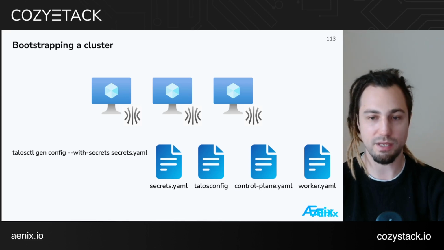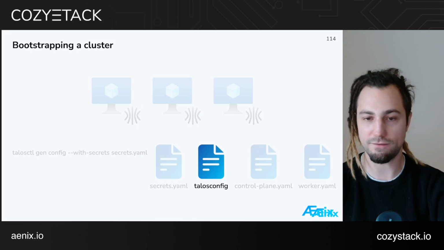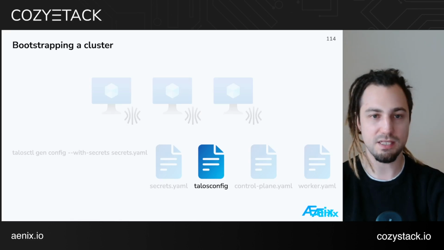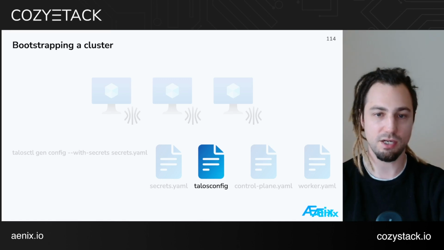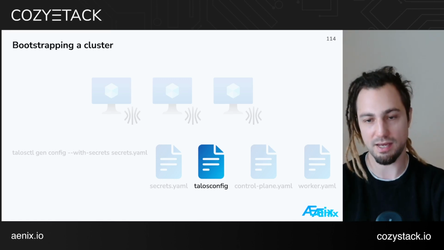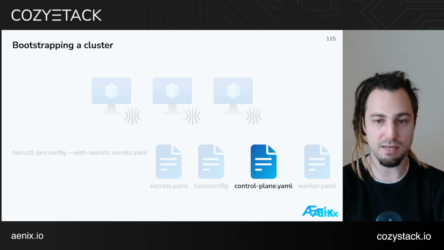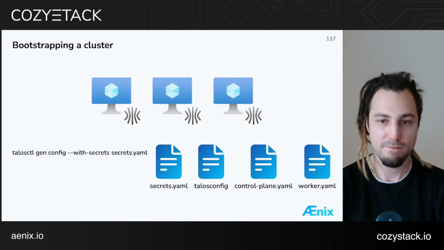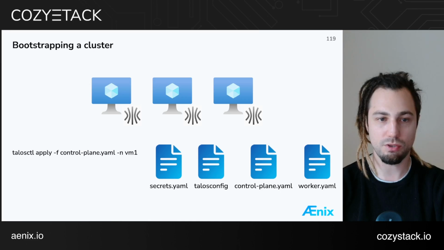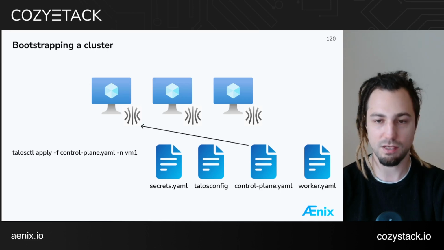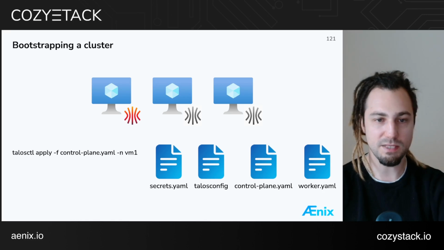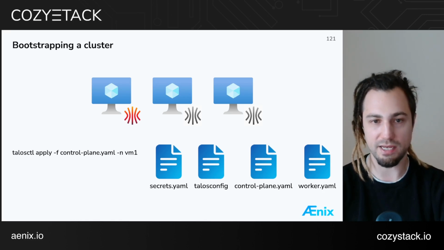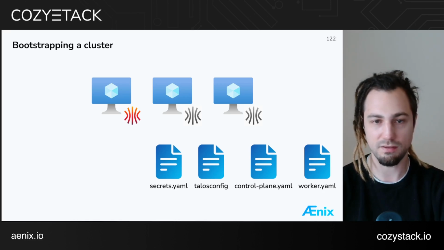So you can run the command gen config with secrets, and you'll get 3 separate configuration files. First is talosconfig. This is pretty similar to kubeconfig; you can use it to access the Talos API itself. And you have two examples, for a control plane node and for a worker. If you want to bootstrap your node, you can just apply this configuration using the talosctl apply command and specify the node where you want to apply this configuration.